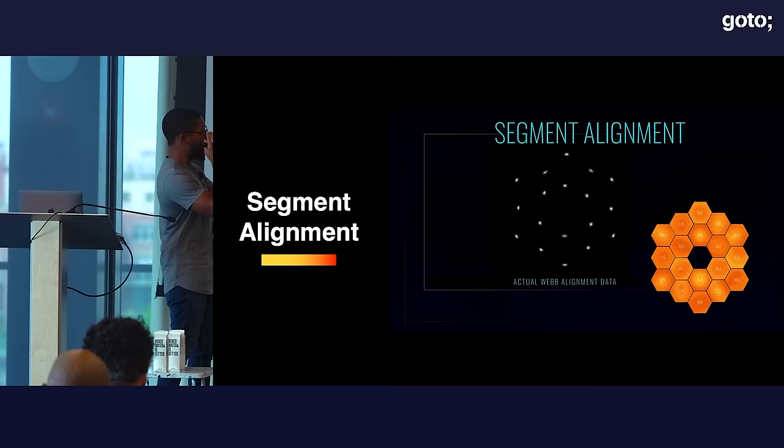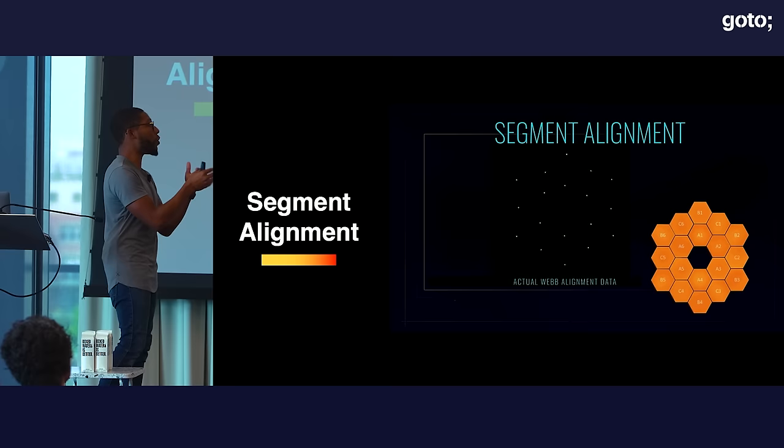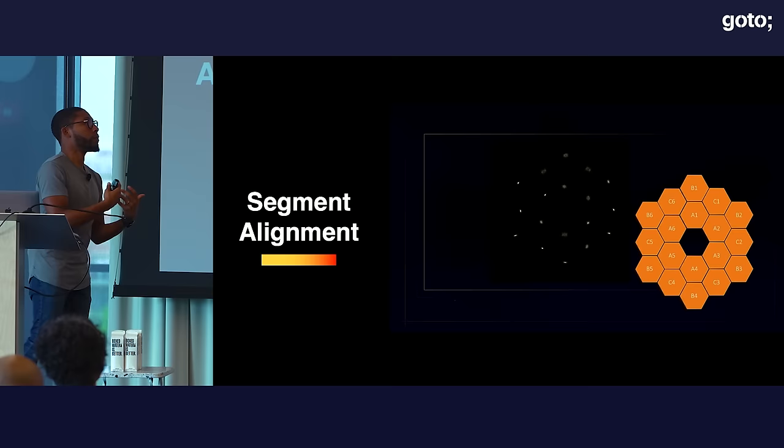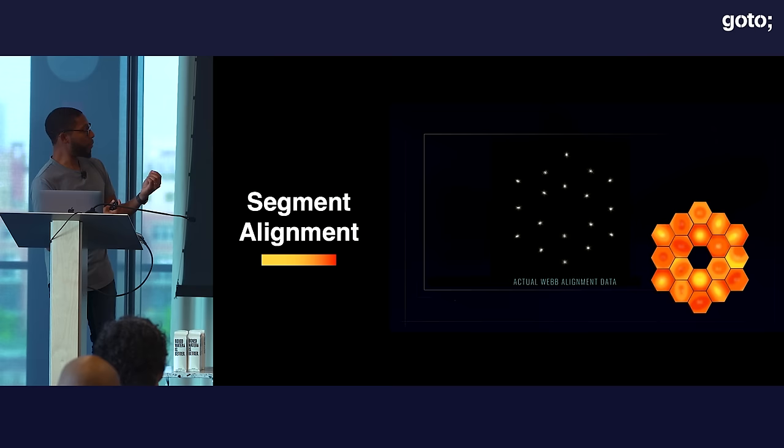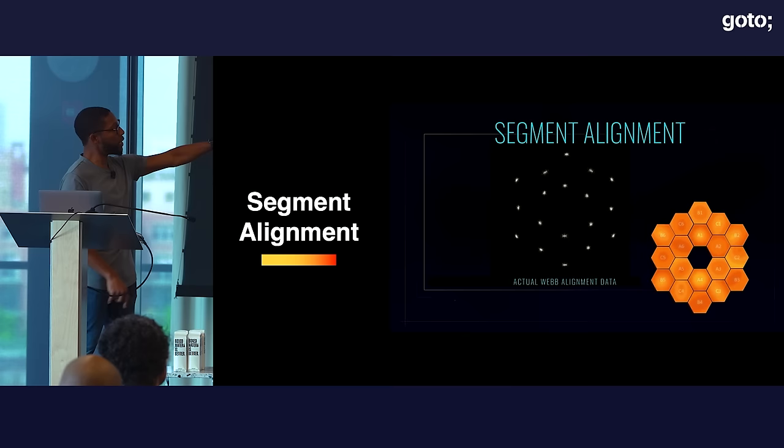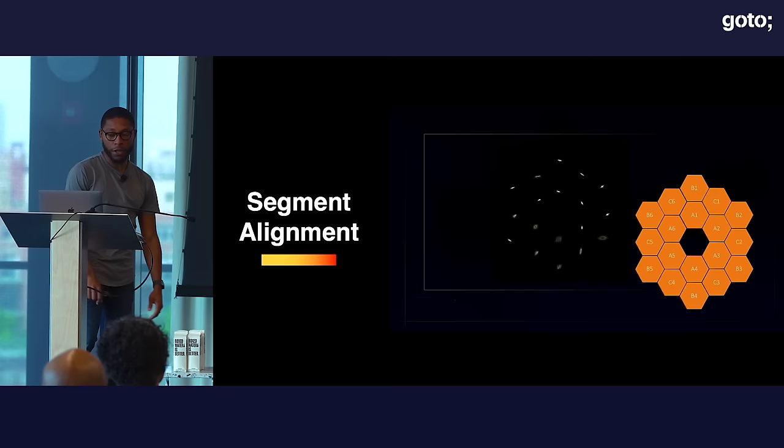We position each of the segments itself and then fold the secondary mirror or put the boom down so that all the small margins that could come from other scattered light go away once this segment alignment happens. And you start to see that the actual shape of the James Webb telescope, or the OTE, starts to take form with these light segments.